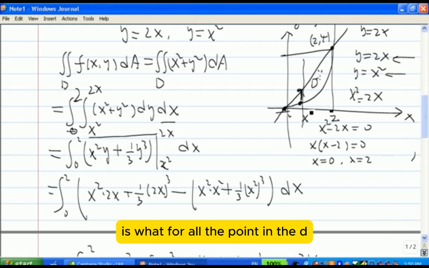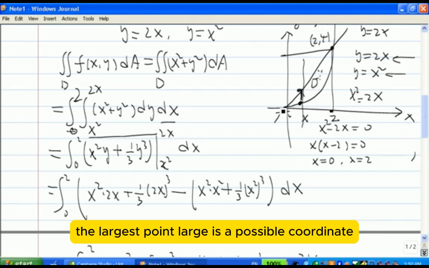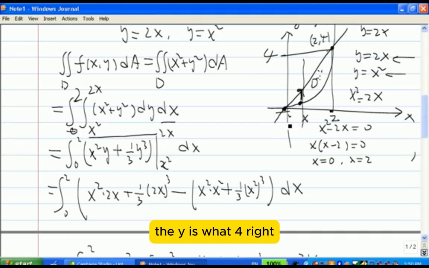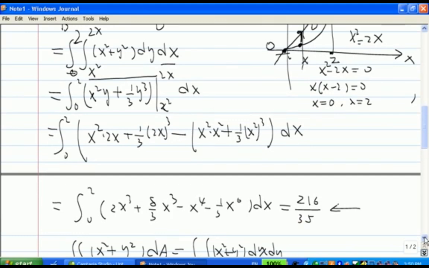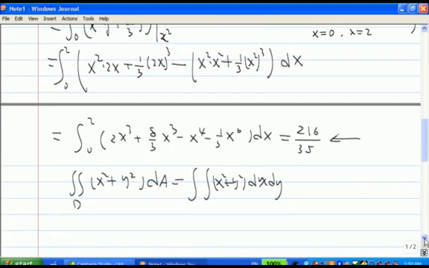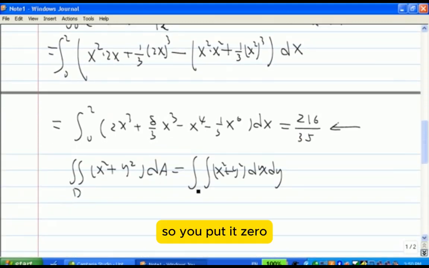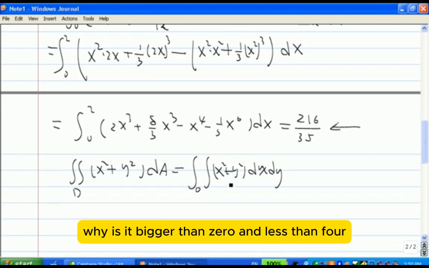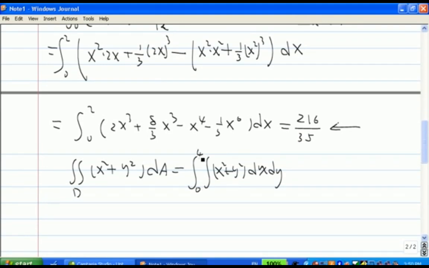Obviously, for all the points in D, the largest possible coordinate y is what? 4, right? And the smallest one is 0. So y is bigger than 0 and less than 4.